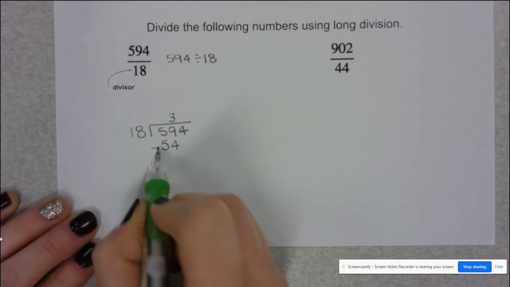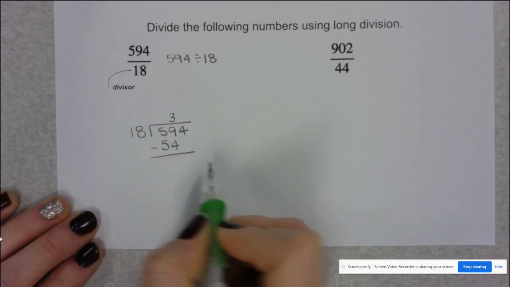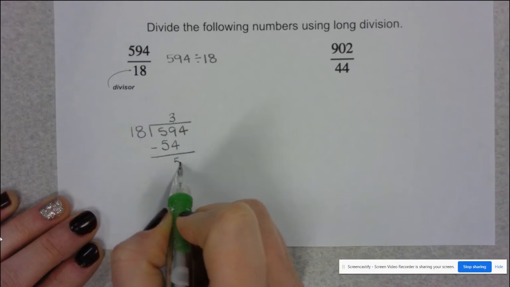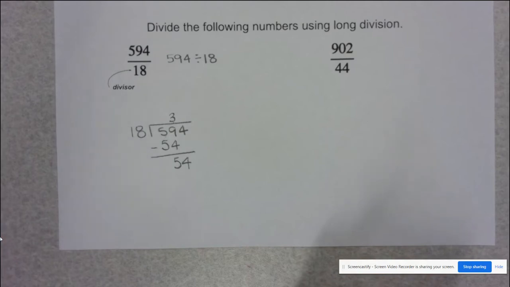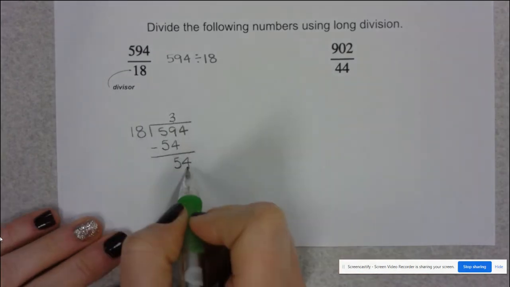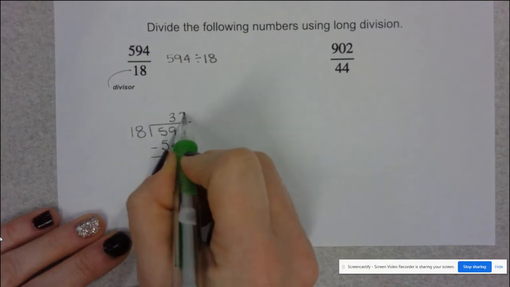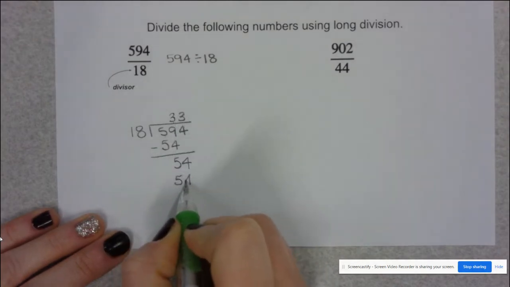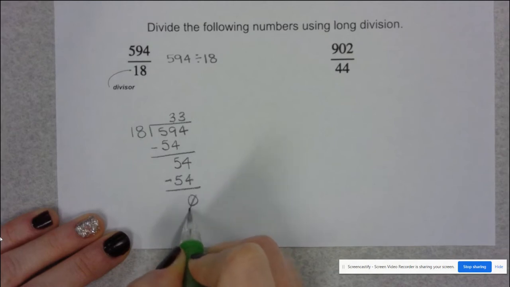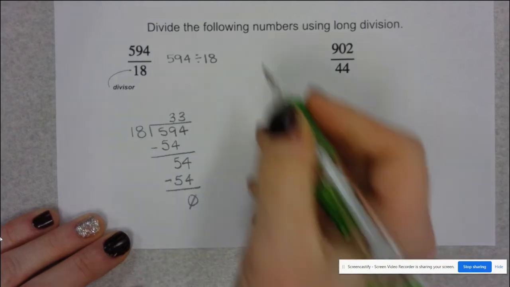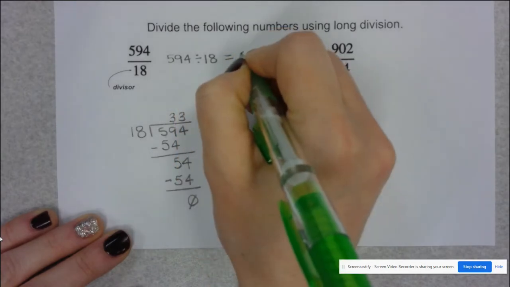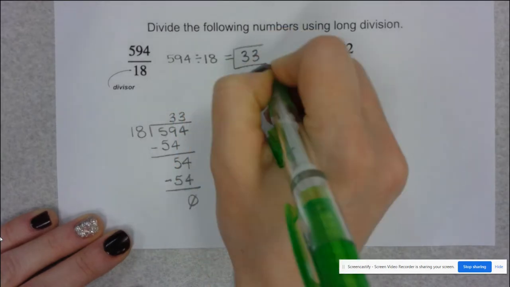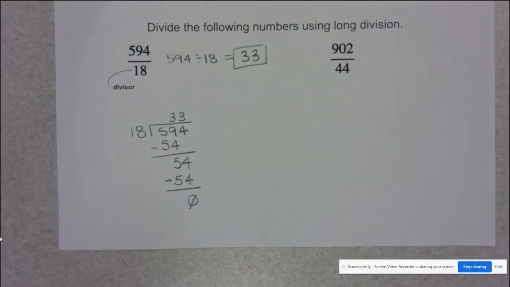I'm going to subtract that. That would leave me 5 left over. And oh, look, it's 54. Well, I just figured out that 18 goes into 54 3 times. So my remainder here would be 0. So 18 divided into 594 gives me 33. We can do the same thing with the next one.